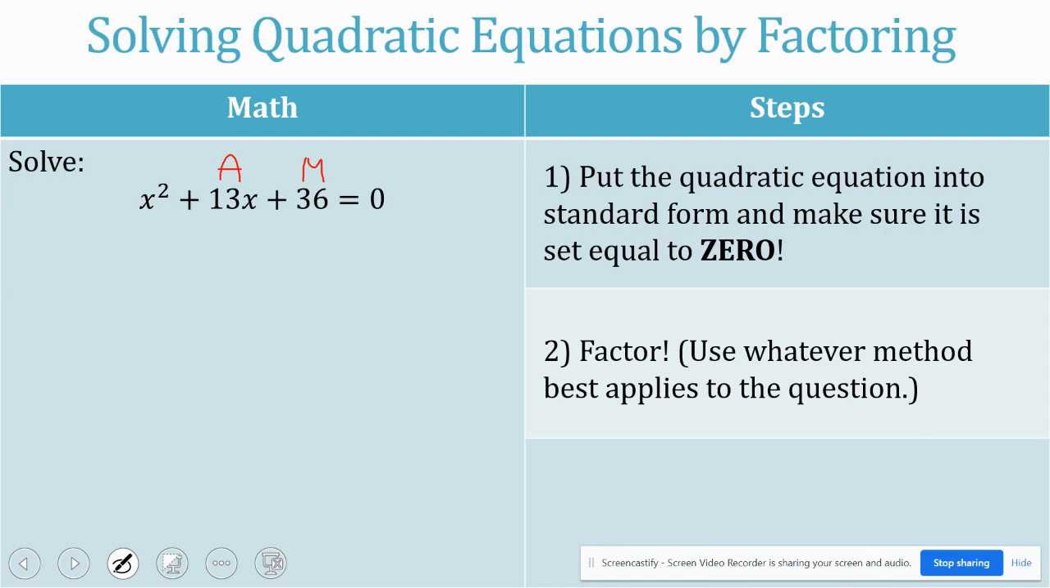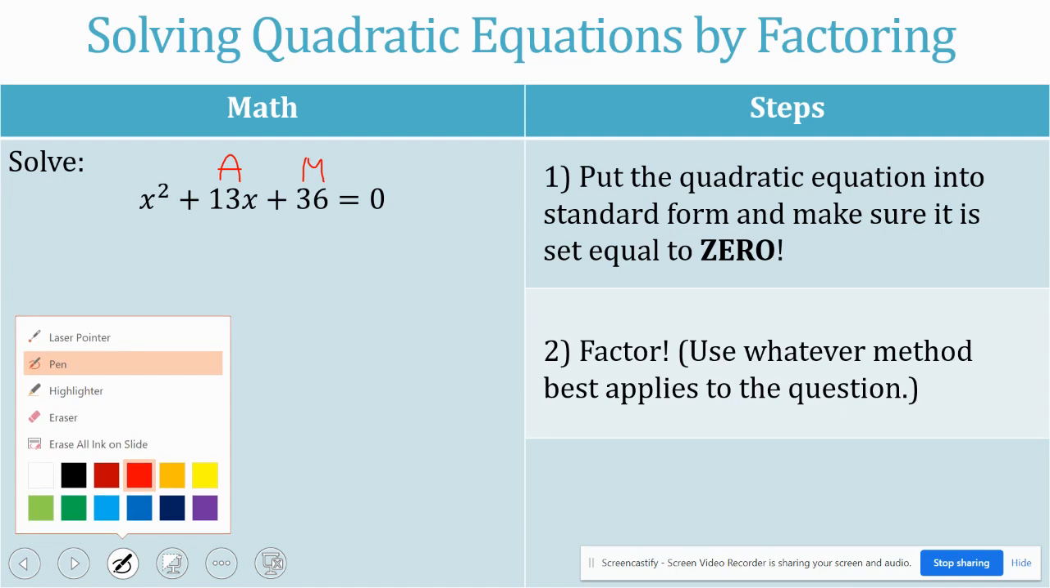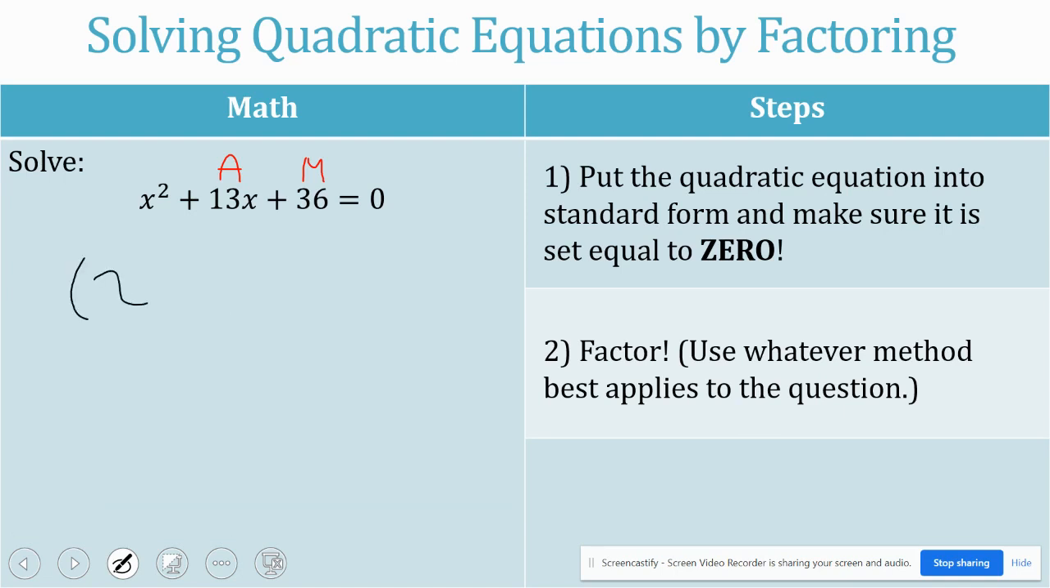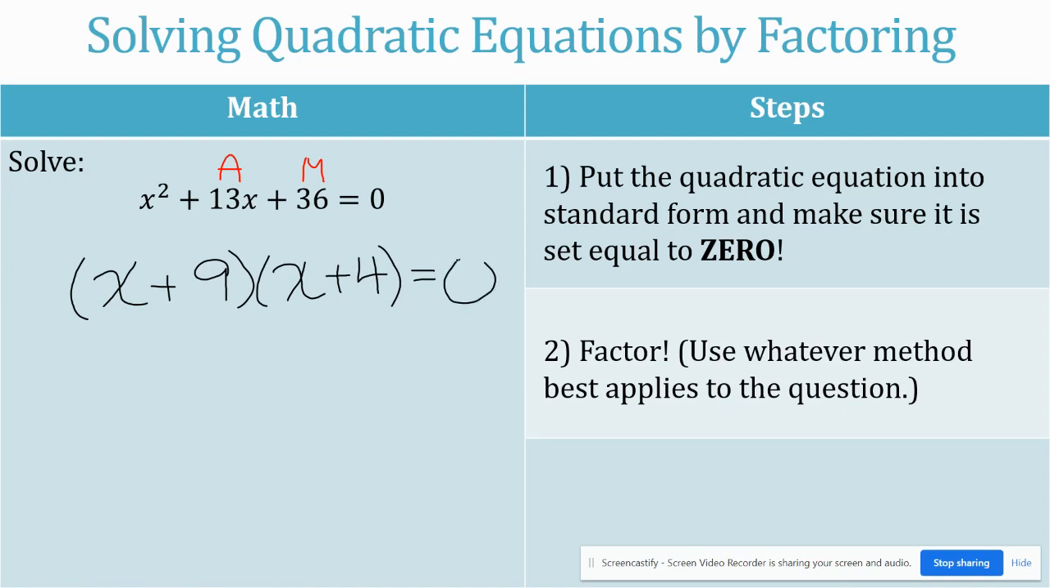So those two numbers are 9 and 4. 9 times 4 is 36. 9 plus 4 is 13. So I'm going to create my two sets of parentheses, x plus 9, x plus 4. Remember, you can write the x plus 4 first or the x plus 9 first, doesn't matter the order. But I'm still going to make sure it's set equal to 0. That's important here. So we have to make sure we bring that down. Okay, so that was step 2.